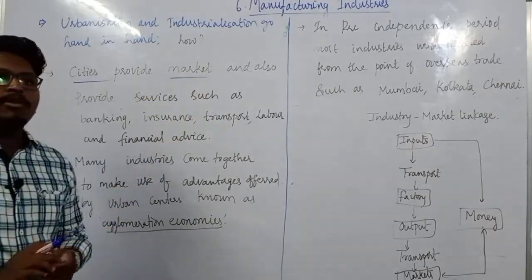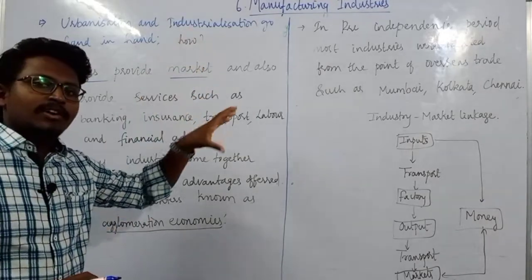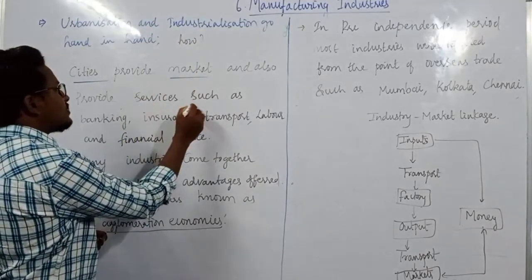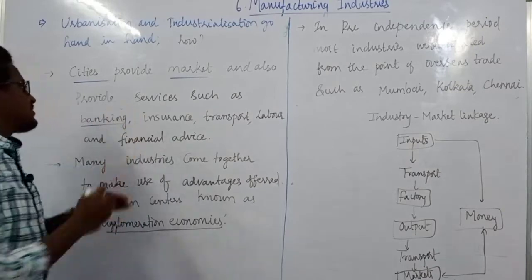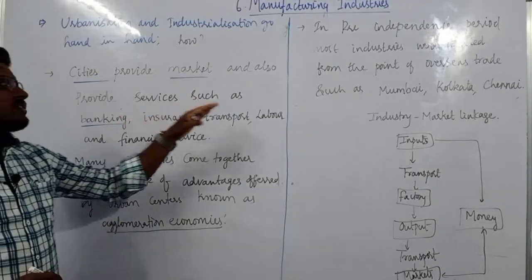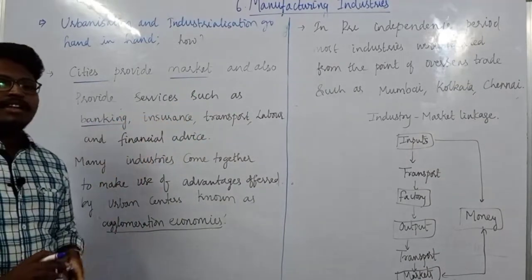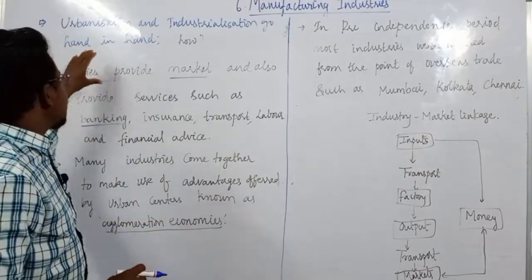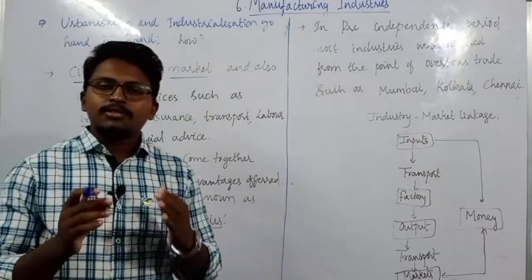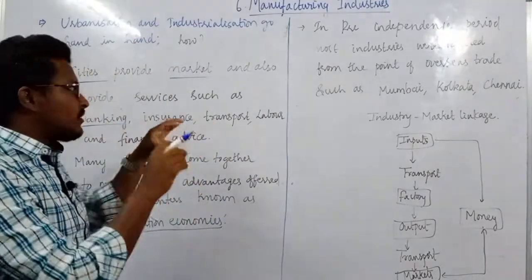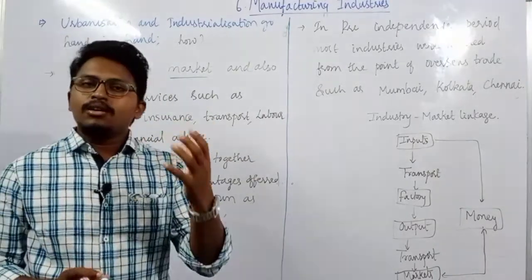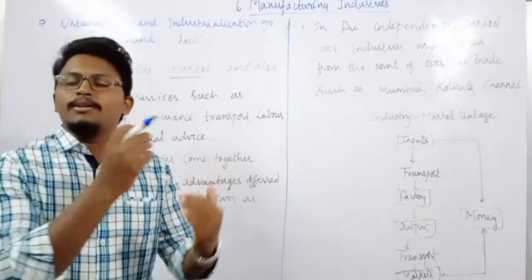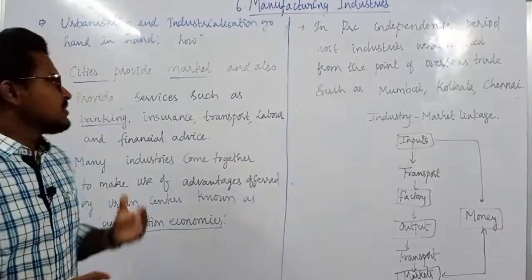The first and very important thing is that the cities will provide the market, and apart from a market, they also provide services such as banking, insurance, transport, labor and financial advice. So like this, different kinds of services are mostly available in cities. Therefore, in order to make use of all these services, sometimes industries are set up in cities. So that is one thing.